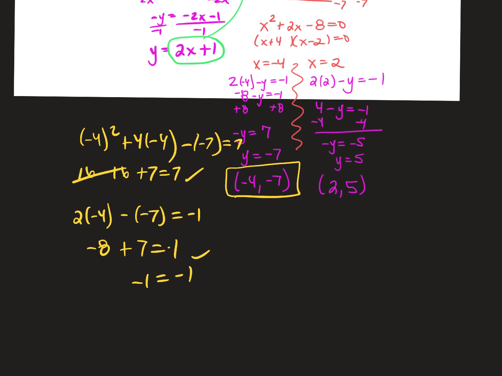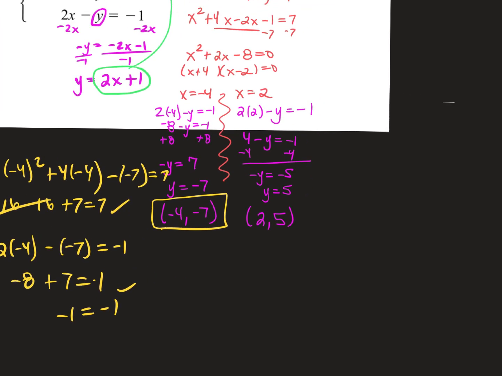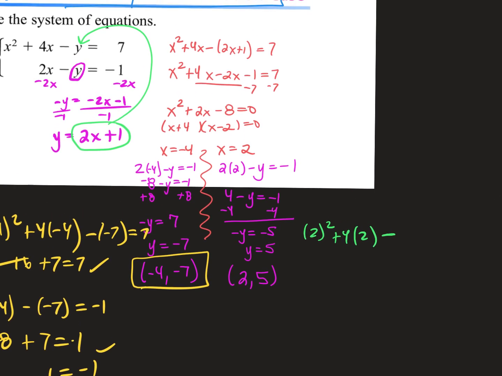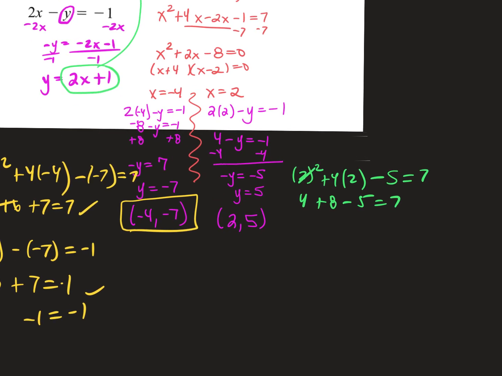Make sure you didn't miss a sign or anything like that. All right, we're going to do the same thing on the other side. I'm going to use my 2 and my 5. So I have 2 squared plus 4 times 2 minus 5. Does that equal 7? Well, 2 squared is 4 plus 8 minus 5. Does that equal 7? What's 4 plus 8? 12. What's 12 minus 5? So 7 equals 7. It works.